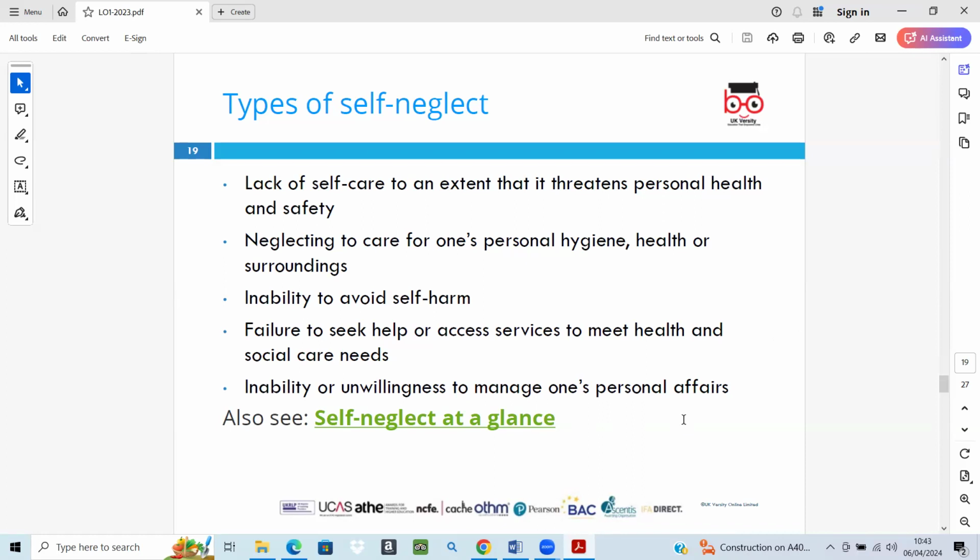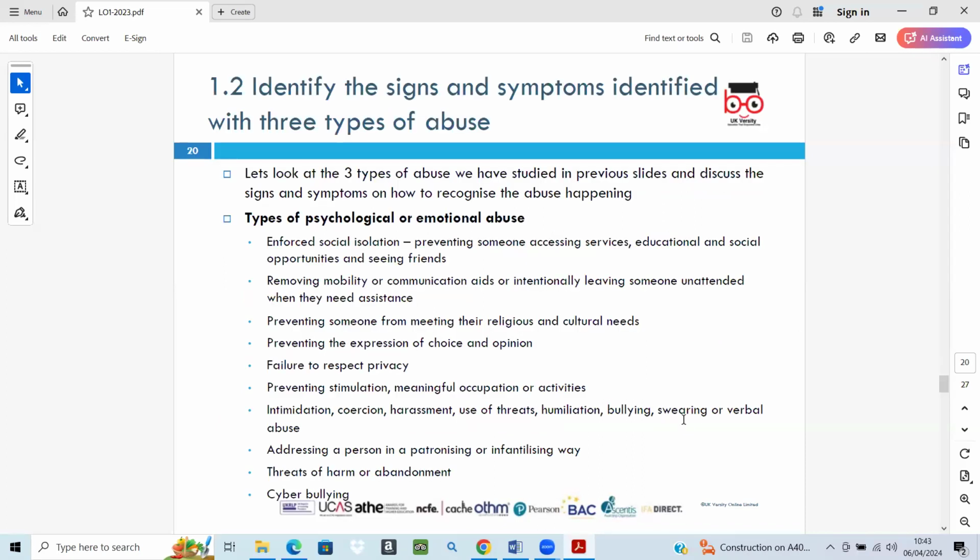So in that slide, what they are asking is, identify the signs and symptoms associated with three types of abuse. Let's look at the three types of abuse we have studied in the previous slide and discuss the signs and symptoms, how to recognize the abuse happening. So types of psychological or emotional abuse.